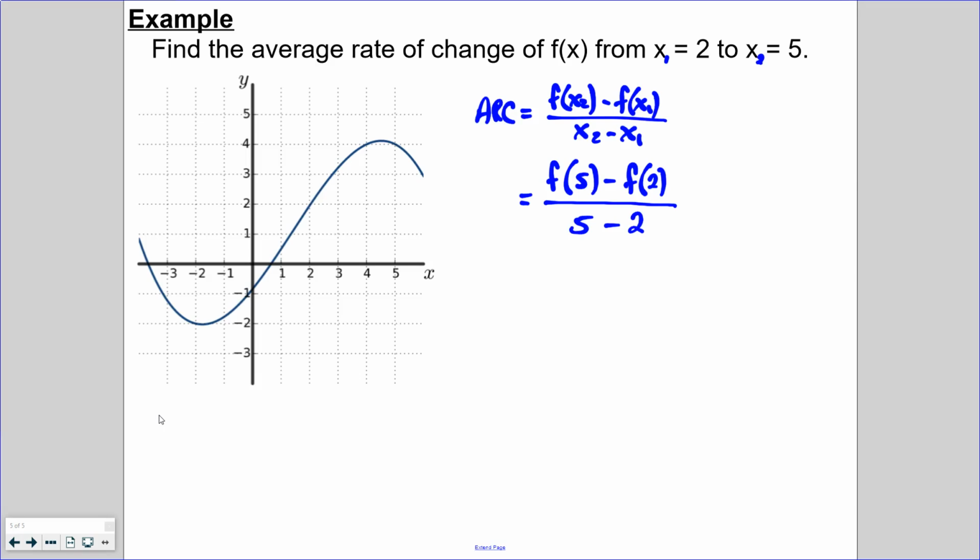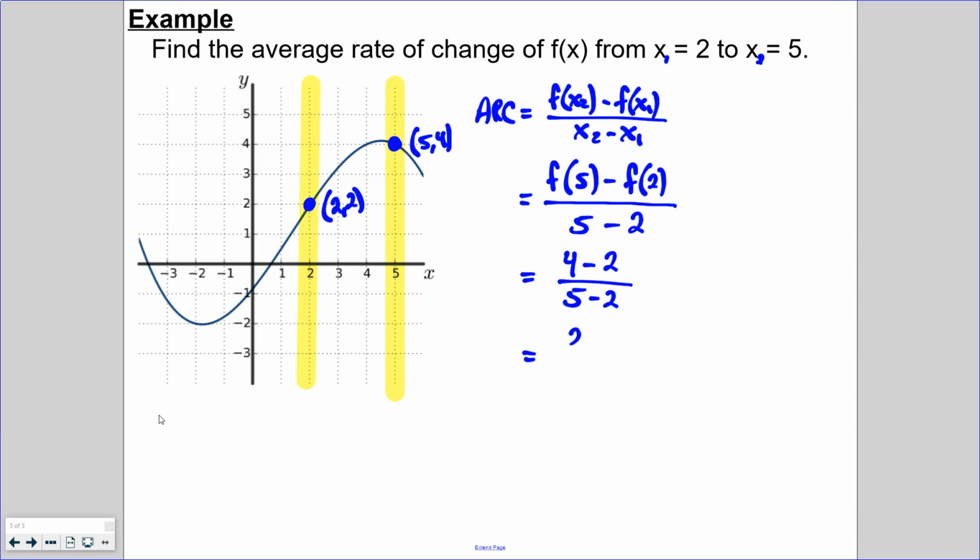So on the graph, we can first start off with x equals 5, which is this line right here. And then let's see, where does this highlighted line at x equals 5 intersect our graph? Intersects it right here at the point 5, 4, which tells us f of 5 is going to be 4. Next up, we need to find where x equals 2, which is along this highlighted line right here. And the highlighted line intersects the graph right here at 2. So this point is 2, 2, meaning f of 2 is going to be 2, and that's all over 5 minus 2. We can simplify to get 2 over 3 as our average rate of change.